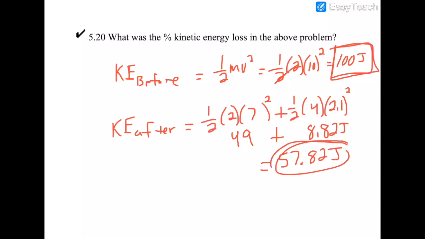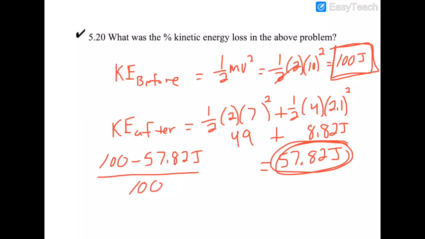So before the collision, this is how much energy we had. After the collision, this is how much energy we had. So it's asking for the percent kinetic energy loss. So I'm going to do 100 minus the 57.82 to figure out how many joules I lost, right? And I'm going to divide that by the amount of energy I started with, which is 100. So if you do that, that will end up being like 42.2%. 42.2% energy loss is the final answer for 520.